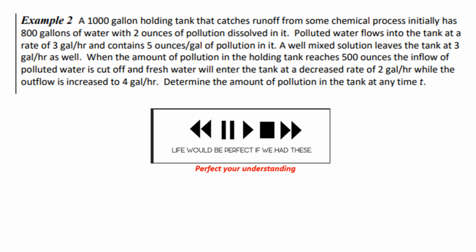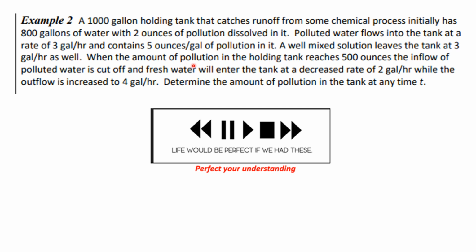Here's another problem. A 1,000-gallon holding tank catches runoff from some chemical process. It initially has 800 gallons of water with 2 ounces of pollutant dissolved in it. This must be bad stuff, 2 ounces in 800 gallons. Anyway, polluted water flows into the tank at a rate of 3 gallons per hour and contains 5 ounces per gallon of pollutant in it. There's some nasty stuff being sucked off here. A well-mixed solution leaves the tank at 3 gallons per hour as well.